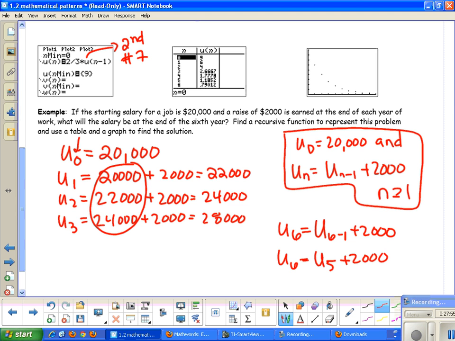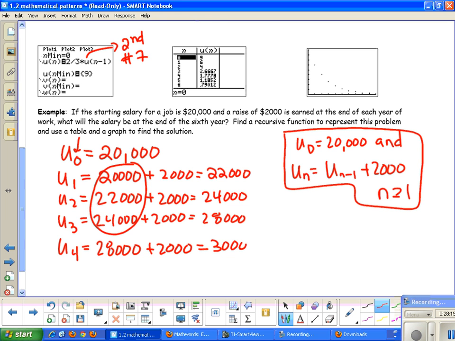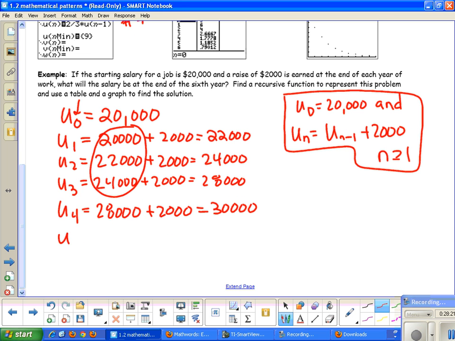So this is what I was talking about before. For recursive formulas, it's hard because you have to know the previous term. Well, I don't know what u sub 5 is until I find it, so I can't just plug 6 into the equation like an explicit formula. So for this one, I would have to find u sub 4. So u sub 4 is equal to 28,000 plus another 2,000, which gives us 30,000. And then u sub 5 would be equal to 30,000 plus another 2,000, so 32,000.